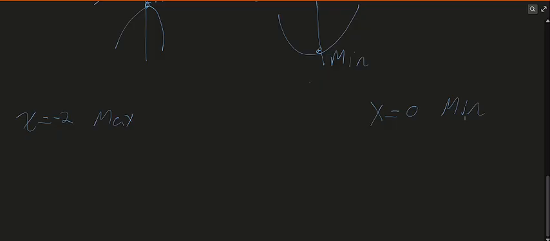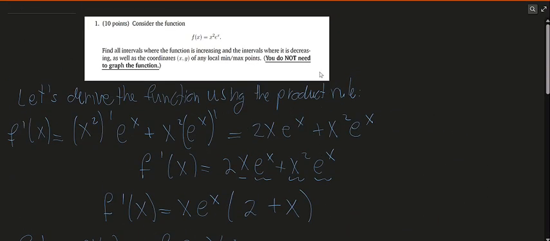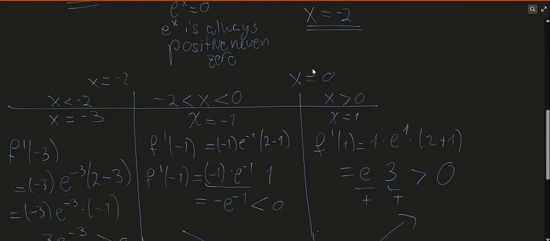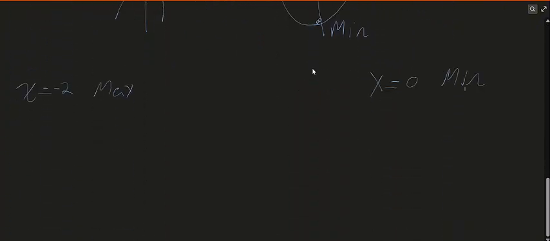Now, the instructions specifically stated that we need to find the x and y coordinates of the min and max. We found the x coordinates, that's half the job done. How do we actually find the y coordinate? If you'll recall, another way of writing the function is y equals f of x. So y equals f of x is equal to x squared times e to the x.